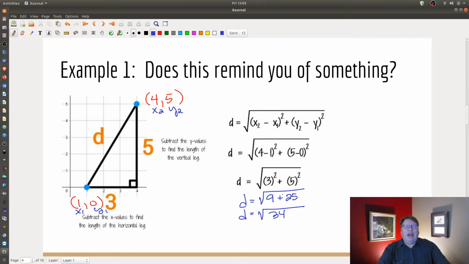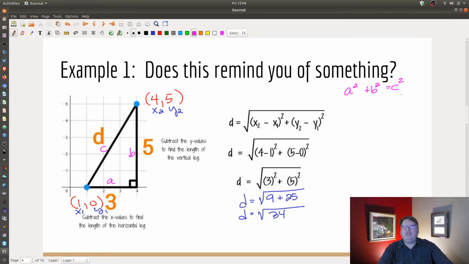Now, I asked you a question on this slide. Does this remind you of something? I hope you're saying, yeah, of course it does. Because this is just sides, and I'm going to write this in a different color, hot pink: A, B, and C. Are you cluing in? Have you figured it out yet? Yep, it's the formula a squared plus b squared equals c squared.